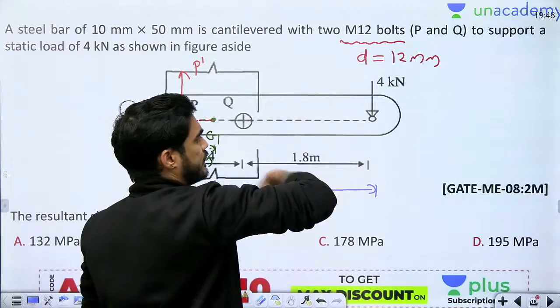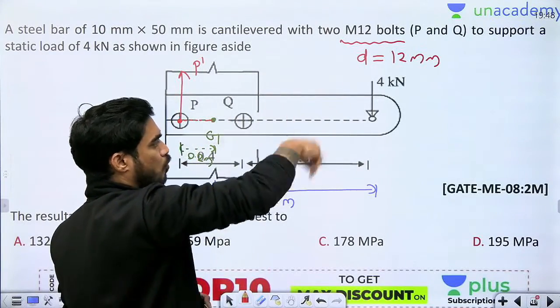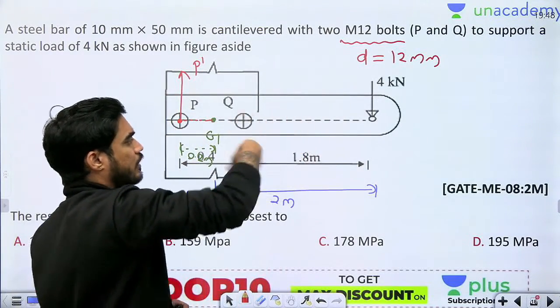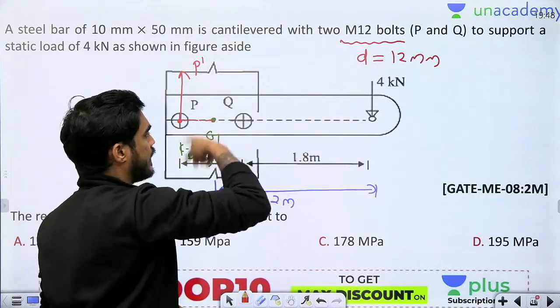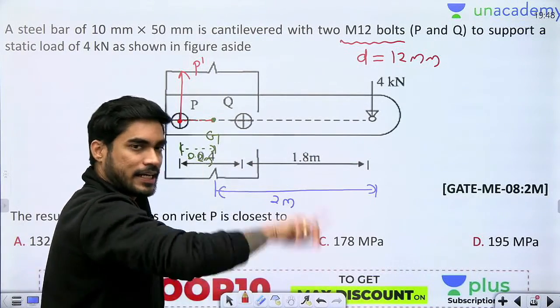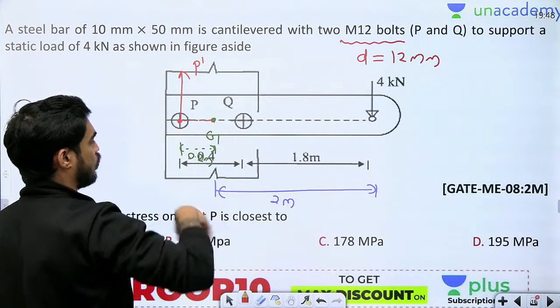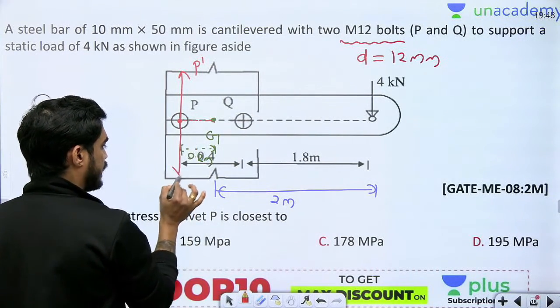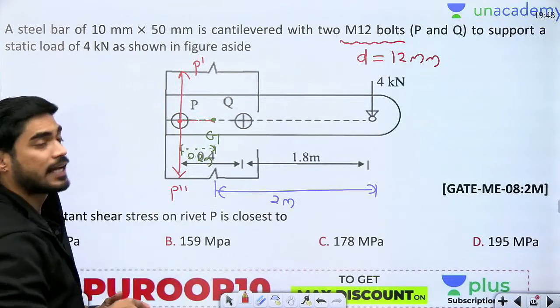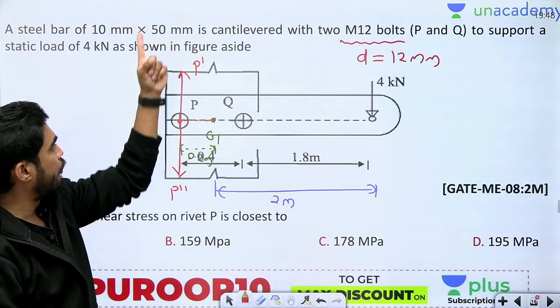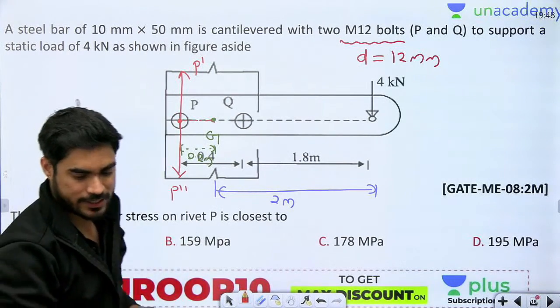Now primary force, the moment of this 4 kilonewton will be clockwise. So secondary force should be anti-clockwise. So beta, how will an anti-clockwise moment come at this point? When the secondary force will be acting like this. So primary force is upward, secondary force is downward.